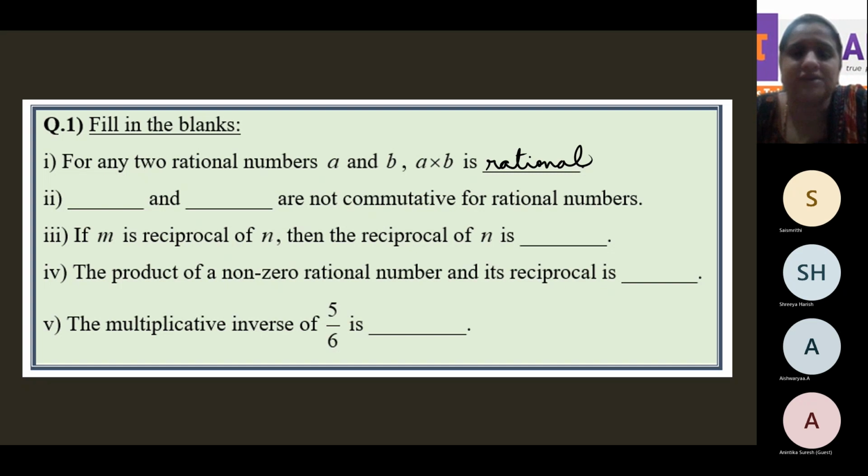Subtraction and division are not commutative for rational numbers. Commutative means, when you take two rational numbers A and B, A minus B is not the same as B minus A. Similarly, A by B is not the same as B by A. 10 by 5 is not the same as 5 by 10. 10 by 5 is 2. 5 by 10 is 1 by 2.